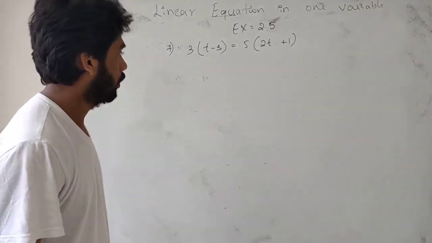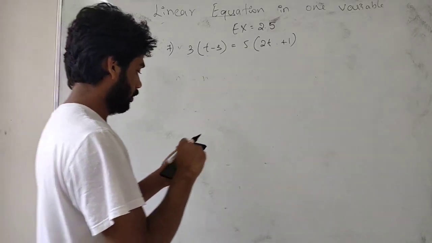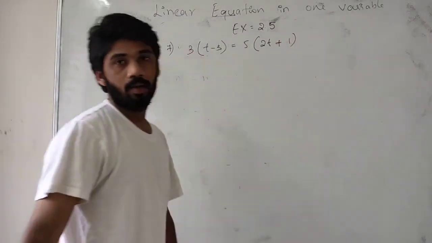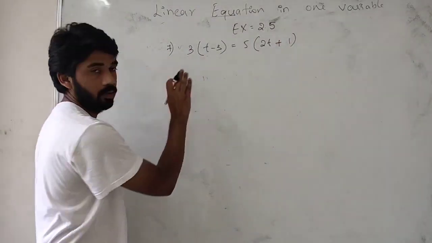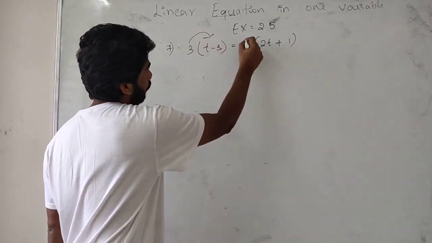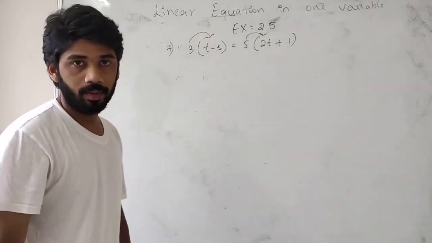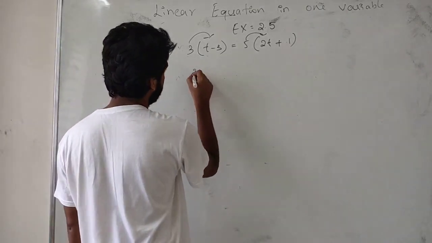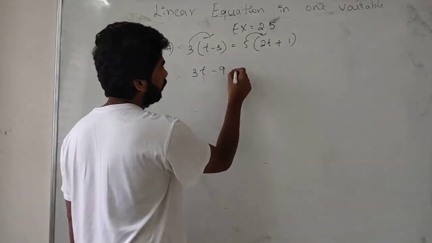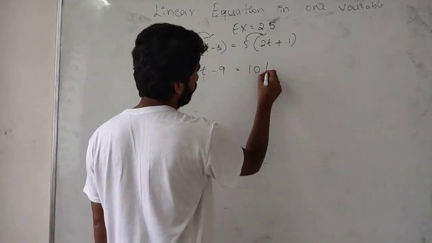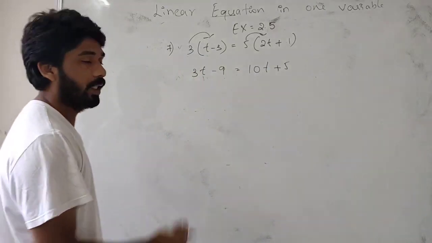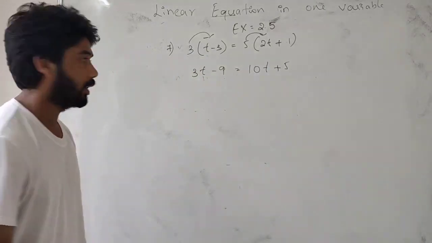So first, wait one second. 5 into (2t plus 1). Okay. Now first I will take the 3 inside, and the 5 inside, so that this calculation will be easy. So 3t minus 9, and taking the 5 inside, 10t plus 5. After that, we will put the t terms on one side and the numerators on the other side.